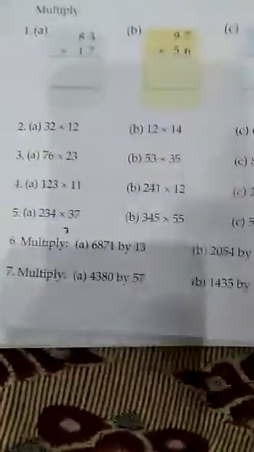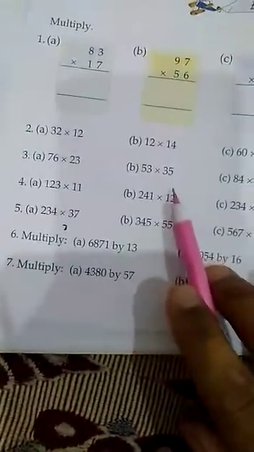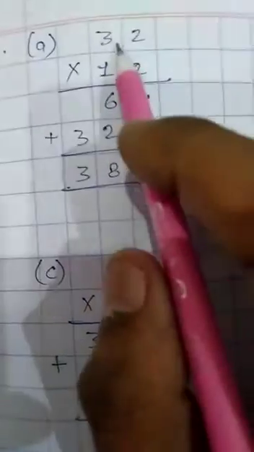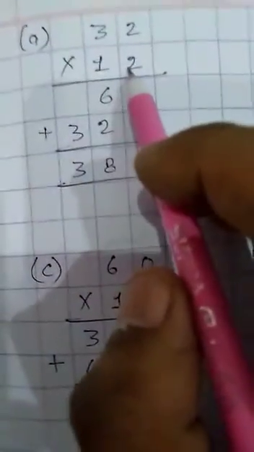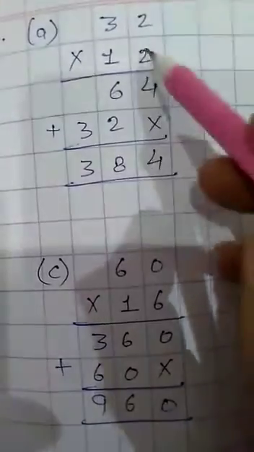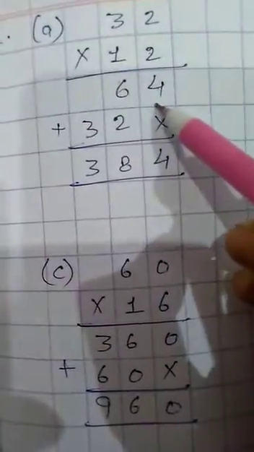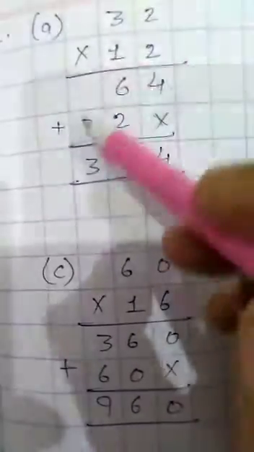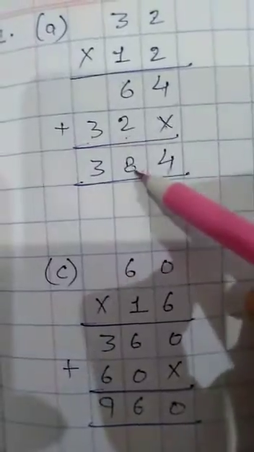Now question 2. Question 2, A, B, C, D, E parts are given here. So we will do question 2 in the notebook. The A part of question 2 is 32 multiplied by 12. We will write the question in separate columns like this. Then we will multiply the same way. 2 twos are 4, 2 threes are 6. Now we will write the 1 cross here. Then we will multiply 1 two is 2 and 1 three is 3. Now we will add 4, 6 and 2, 8 and 3. So 384 will be the answer.